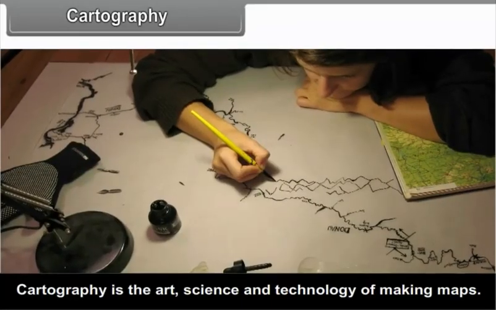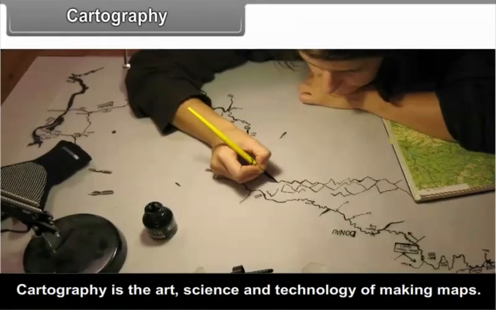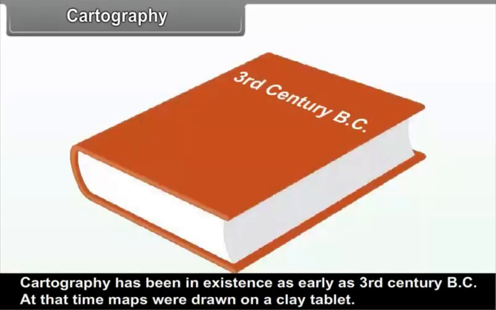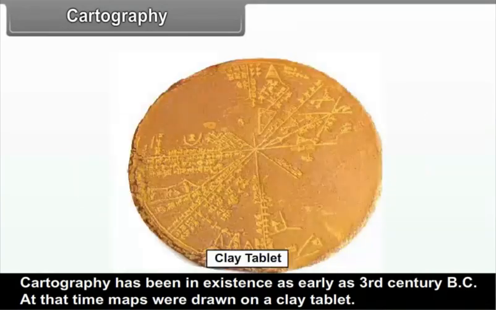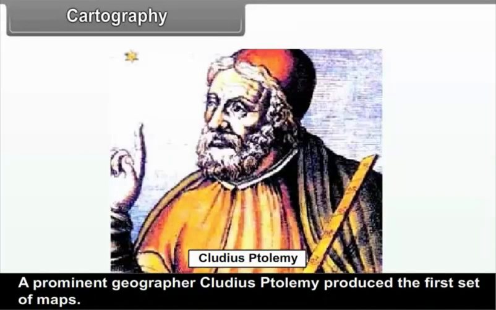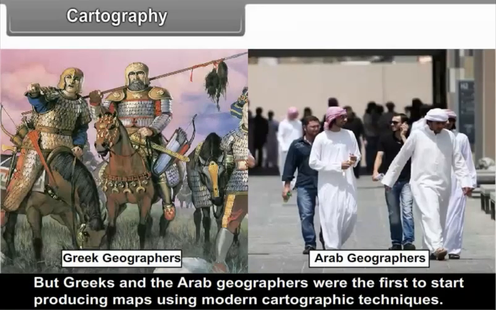9.1 Cartography. Cartography is the art, science and technology of making maps. Cartography has been in existence as early as 3rd century BC. At that time, maps were drawn on clay tablets. A prominent geographer, Claudius Ptolemy, produced the first set of maps. But Greeks and the Arab geographers were the first to start producing maps using modern cartographic techniques.